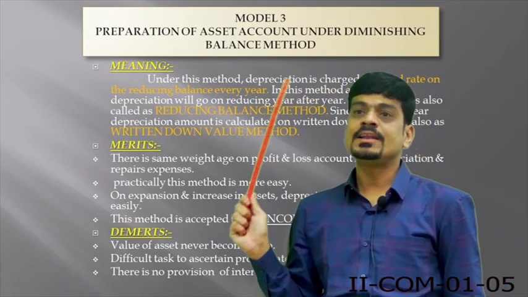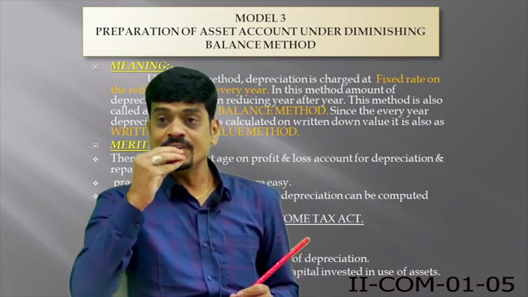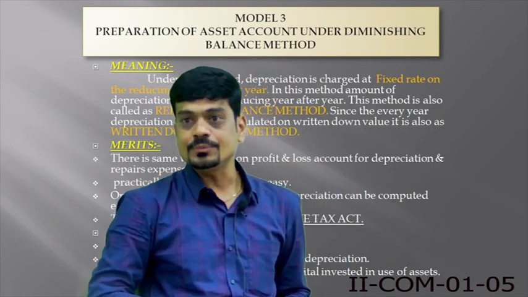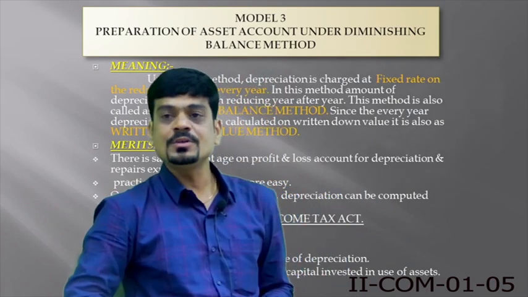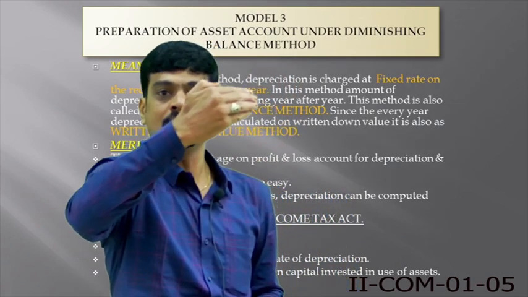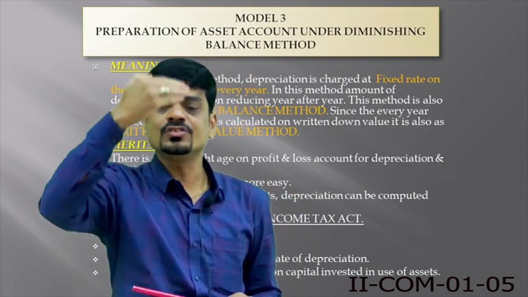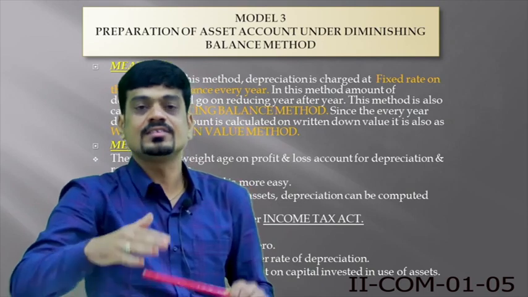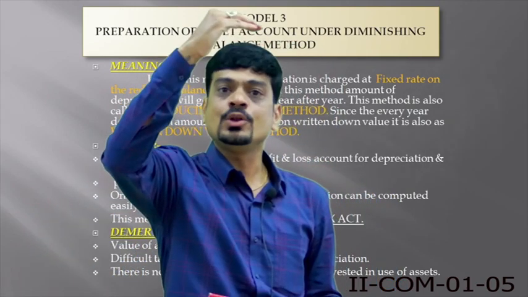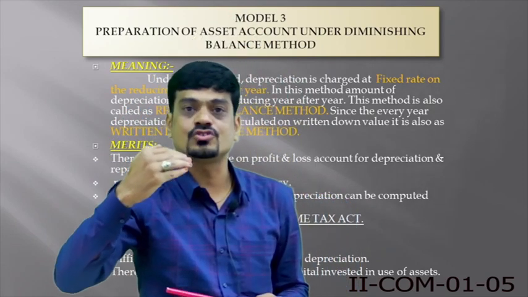So, diminishing balance method. Just let me take you back to the economics. In first year economics, we have studied the law of diminishing marginal utility. We studied that as we consume more and more, the additional units will give you lesser satisfaction. In a similar manner, as we use the asset, the value of the asset is decreasing. So accordingly, even the amount of depreciation should decrease.